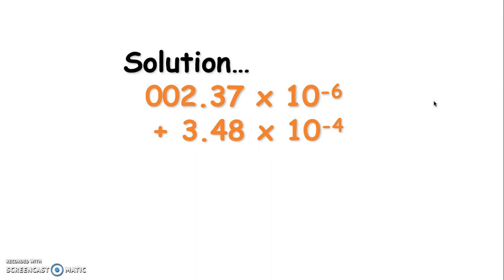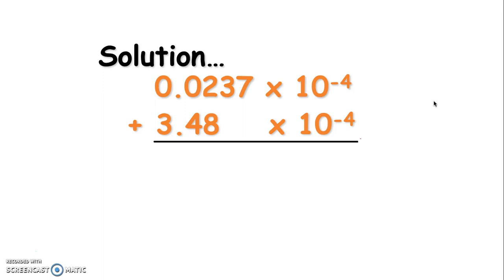Okay, so here's how we find the solution. Since 2.37 is the smaller number of the two, we need to move that one to make the exponents equal. We have to move it over 2 places because the difference between negative 6 and negative 4 is 2. So when we move that decimal point over, we get 0.0237 times 10 to the negative 4th. And then we're adding 3.48, which we left the same, times 10 to the negative 4th. When we add the coefficients, we get 3.5037 times 10 to the negative 4th.